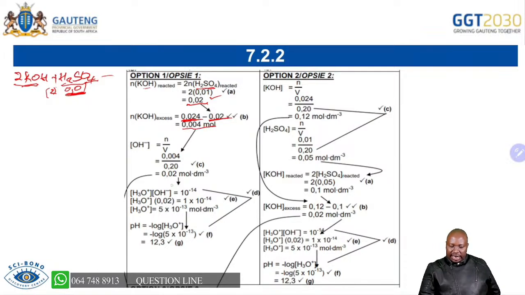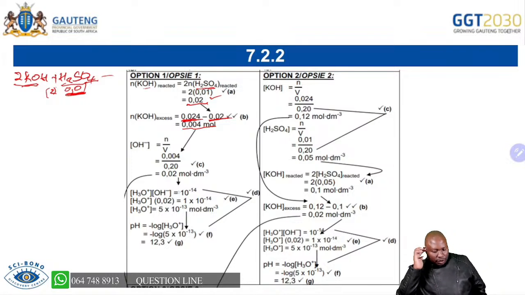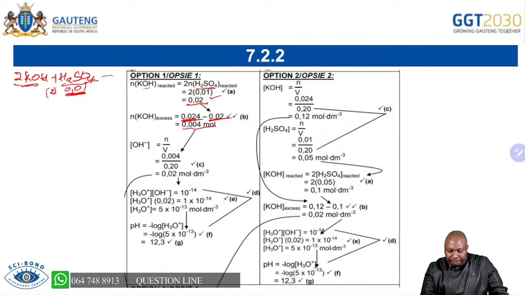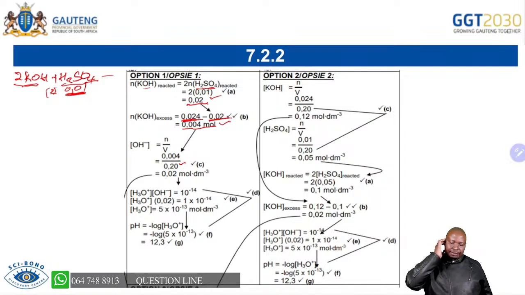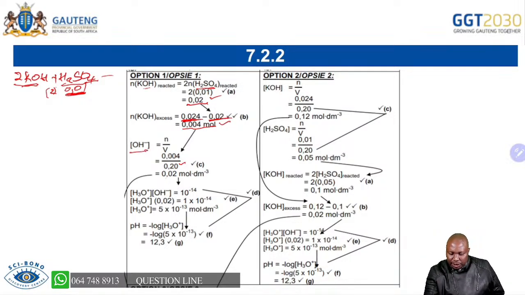So we can take that and calculate the concentration of OH minus, which in this case will be the number of moles of KOH divided by volume. We are taking this route because we're not given the volume of sulfuric acid, but we're given the volume of OH minus. Hence, we divide the number of moles of KOH by the volume of OH minus, and we get 0.02 moles per cubic decimeter, which is the concentration of the base.